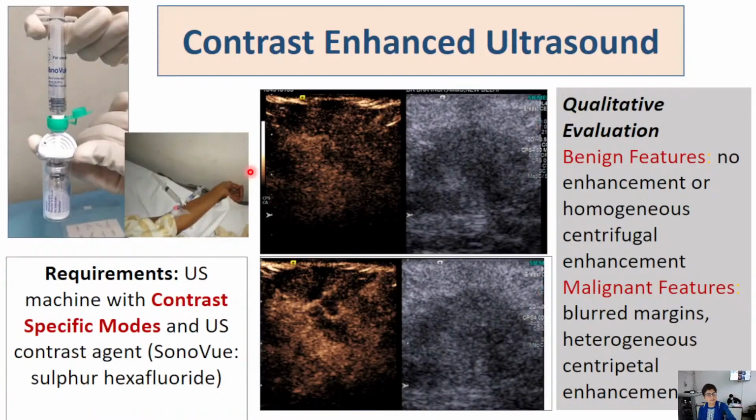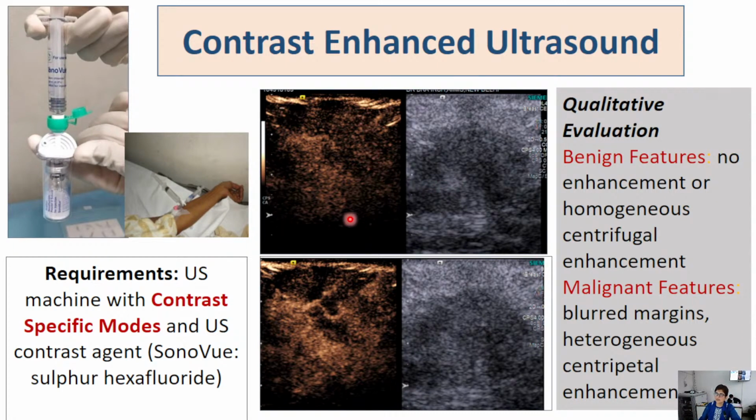Then we come to the second imaging modality in advances, that is the contrast enhanced ultrasound. So what do we need for this? We need an ultrasound machine which has got a contrast specific mode, and we need an ultrasound contrast agent, which commonly used in our department is SonoVue, that is sulfur hexafluoride. Now this agent can be safely used in those patients who have contraindication to renal contrast medium, that is a patient with deranged KFT. Now these are the images.